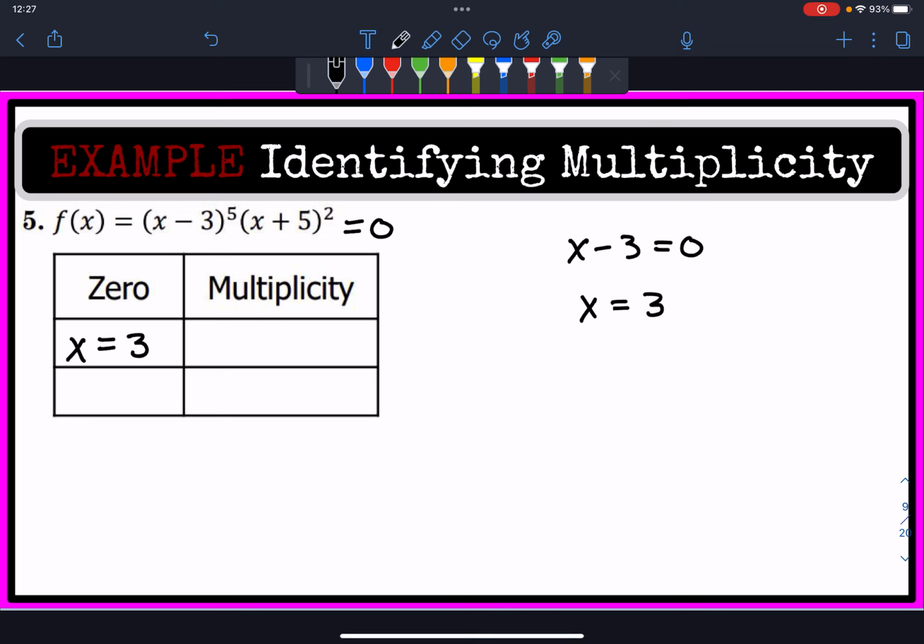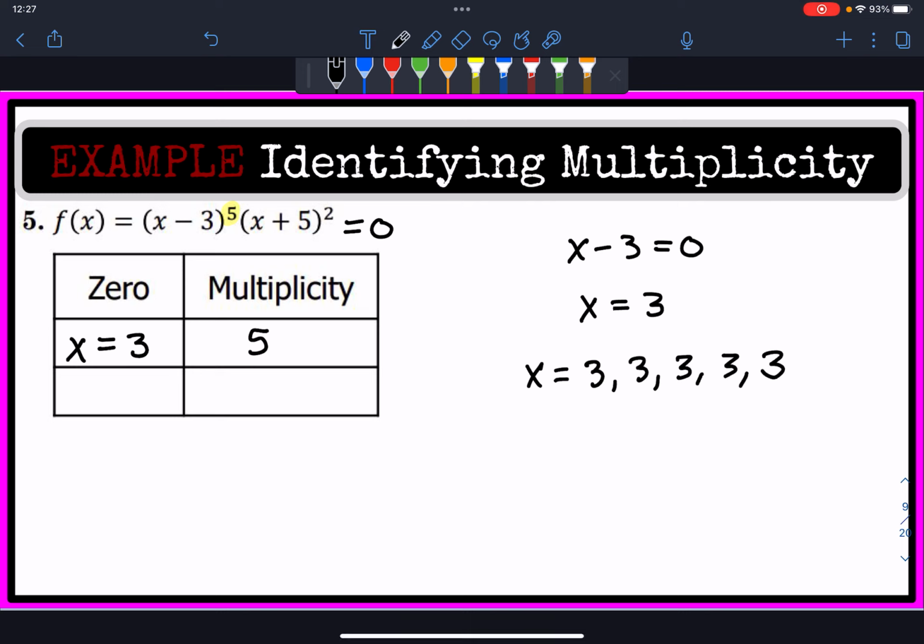Now the multiplicity of this is the degree of its corresponding factor. So since the factor is x minus 3 to the 5th power, the degree of that is 5. So that means that the multiplicity of x equals 3 is 5. Now, what does this mean? Well, what this means is that the answer x is equal to 3 is going to exist 5 times. So in this situation, x is equal to 3 not only once, but a total of 5 times.